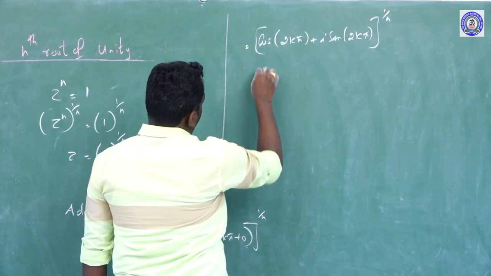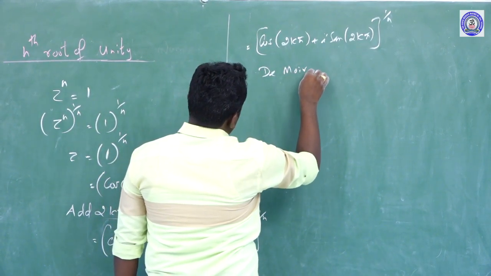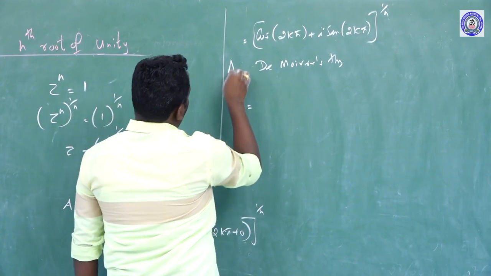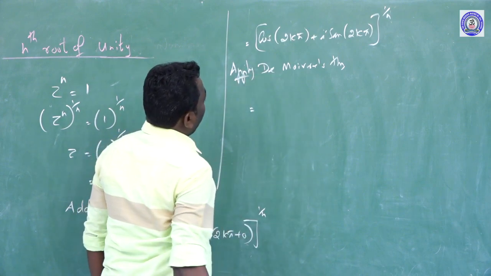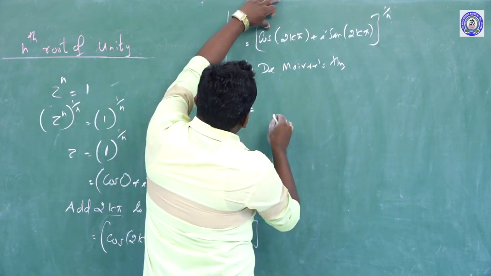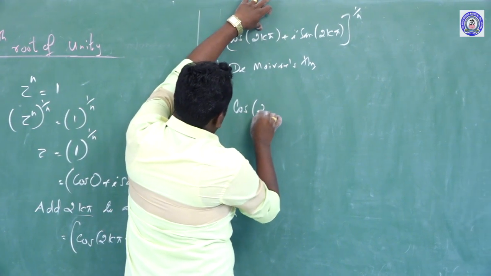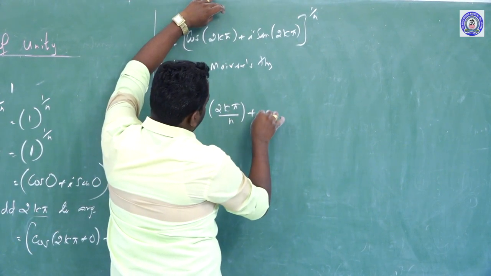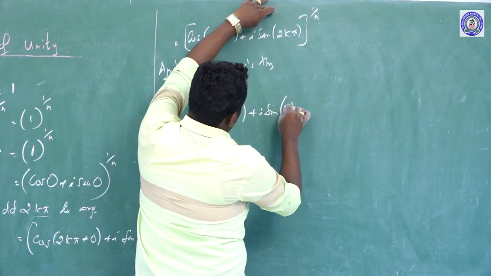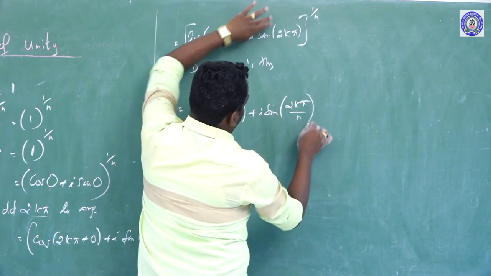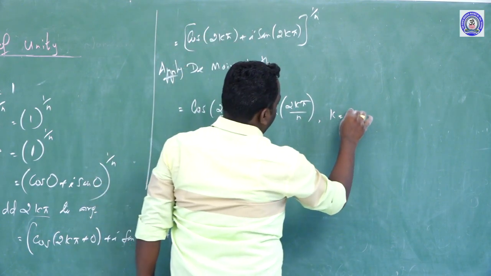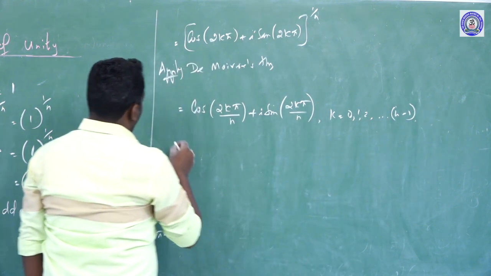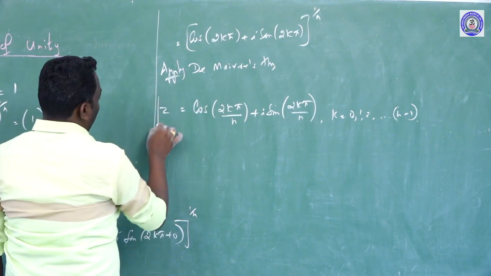Now, applying De Moivre's theorem to bring the power inside the bracket. Applying the theorem just brings the power into the bracket. What is that? It is cos of 2k pi by n plus I sin of 2k pi by n, and k takes values 0, 1, 2, etc., up to n minus 1.